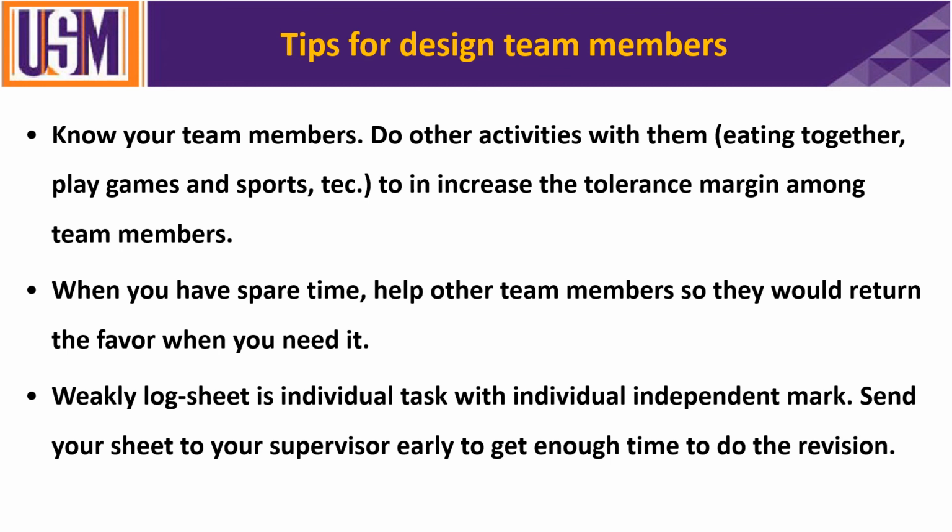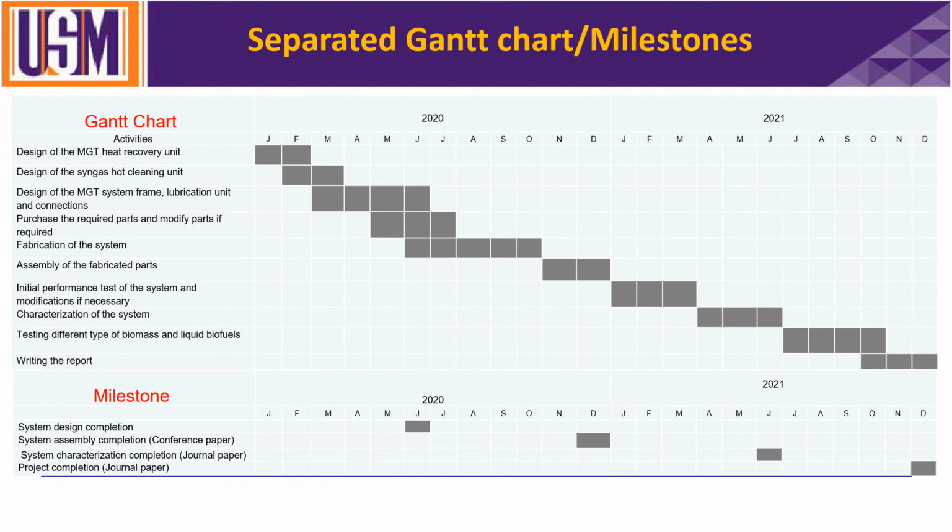This is an example of a Gantt chart from one of my projects, grants. This separates the example of the Gantt chart alone and the milestone alone. So usually a milestone is in the form of completion of something, design completion, documentation completion, economic analysis completion. So it's a big task. So 2 or 3 tasks can come to one milestone. So for the project, you can have 4 or 5 milestones, but you'll have 9 or 10 activities.